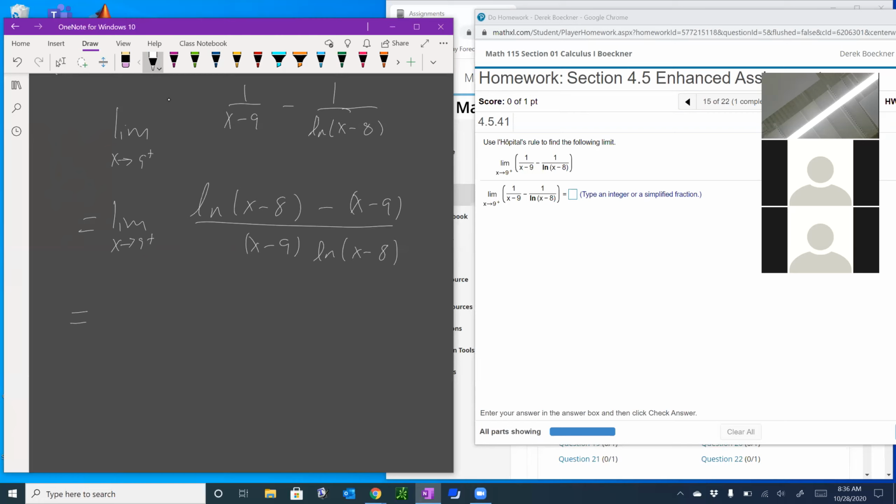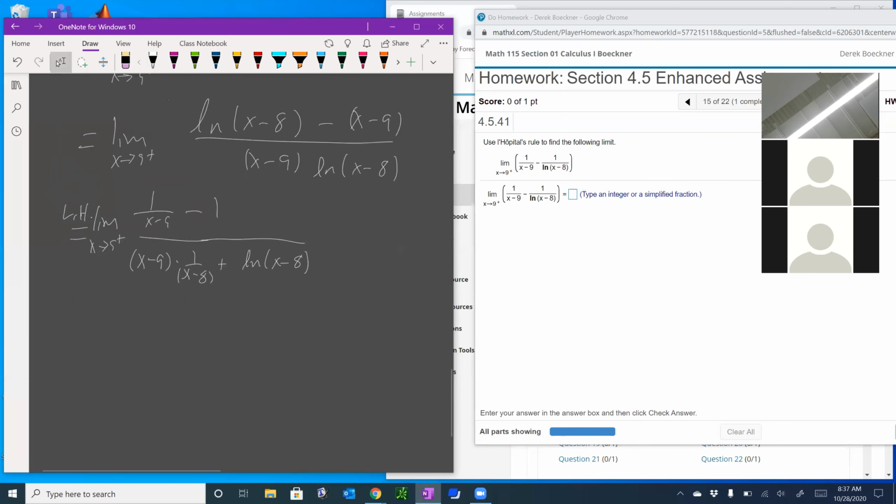So this still looks like 0 over 0. And we can use L'Hopital's rule on 0 over 0. This will turn into 1 over x minus 8 plus 1, minus 1. And this will be x minus 9 times 1 over x minus 8 plus natural log of x minus 8.